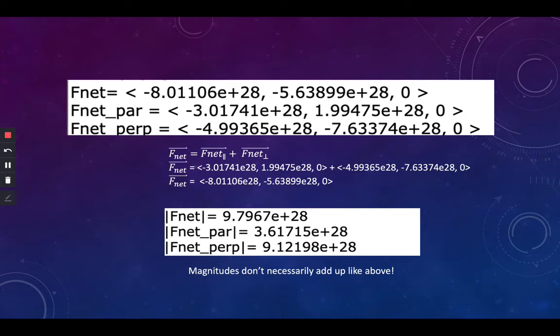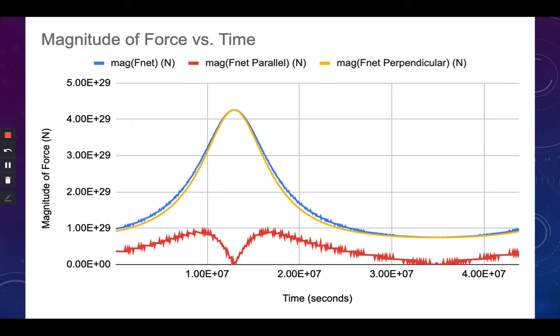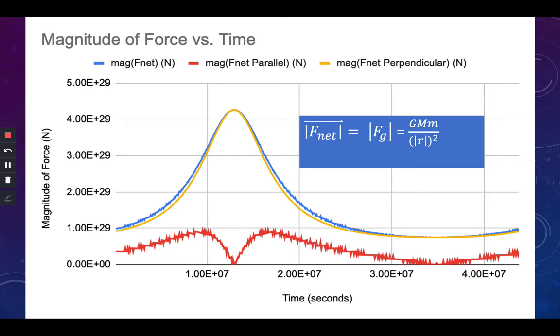Something important to keep in mind is that the parallel and perpendicular components of the force add up to make the force. However, the magnitudes of the components don't necessarily need to add up to make the magnitude of Fnet, as seen on this slide. This is also confirmed by this graph. Another interesting thing in this graph is that the peak in Fnet corresponds to the time the star is close to the black hole. This makes sense as the magnitude of Fg is inversely proportional to the square of the distance between the black hole and the star, as seen in this formula.